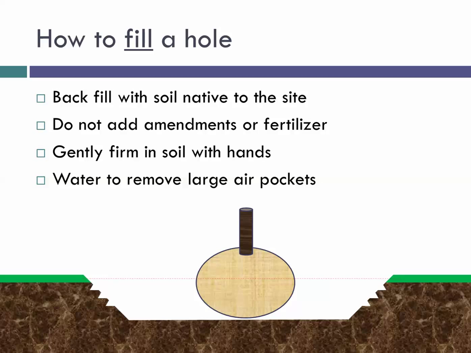Okay, so now that the tree is in the hole, we want to backfill with soil that's native to the site. No amendments, no fertilizers, no compost. We want those roots to grow in the soil that's native to the site. We want to gently firm in the soil with our hands. So backfill, get dirty, break up large particles and work them around, but don't start stepping on the soil to compact it down. We want to preserve the pore space so air and water can get down to those roots. And any large pockets of space that are left in there will be removed with the first thorough watering that comes when we're all done.